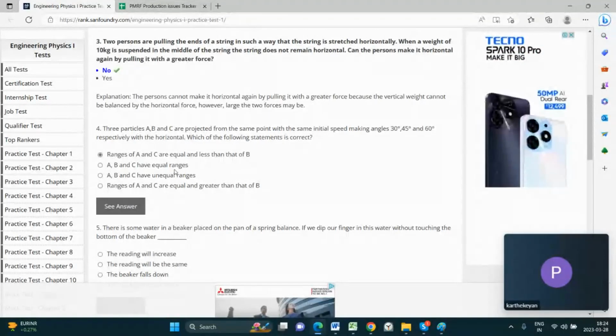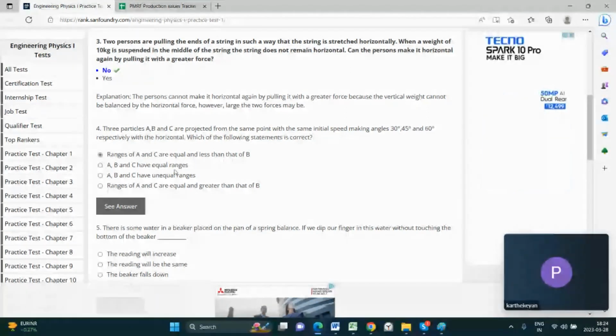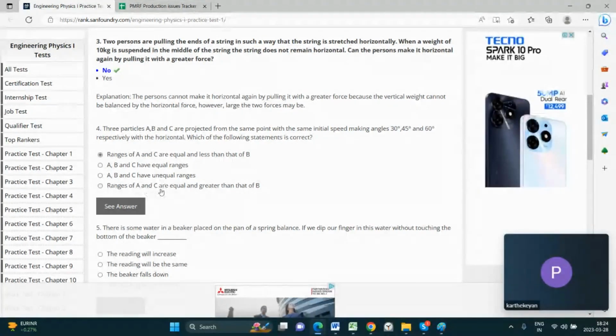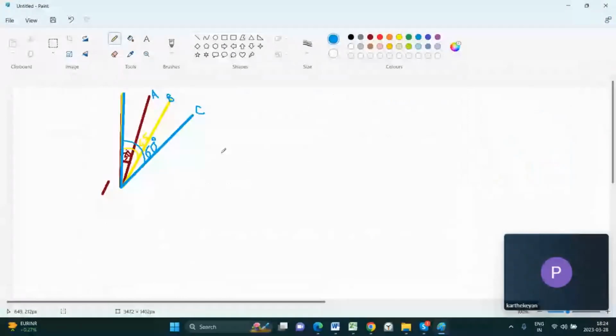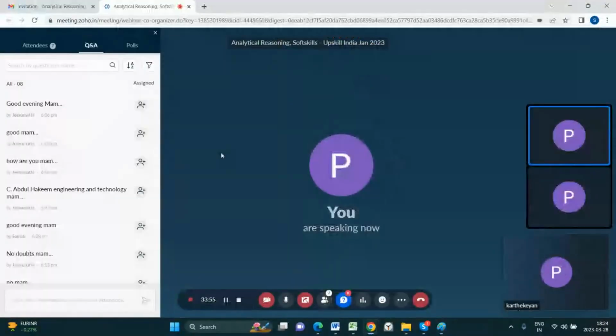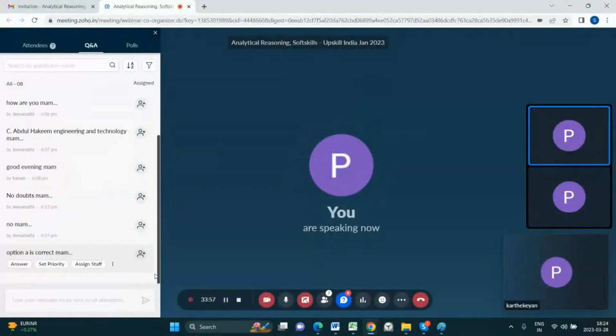How do you calculate the ranges? Are they equal? Are they not equal? Are there any differences between the three ranges? Ranges of A and C are equal and greater than that of B. Or A and C are equal and less than that of B. What is the answer you prefer? I want to know from you. What is the answer you say?